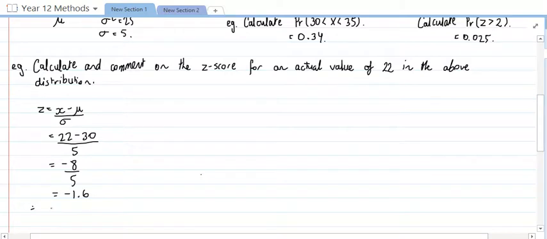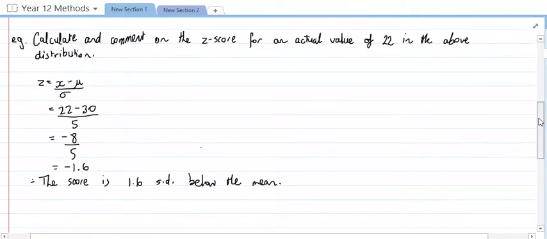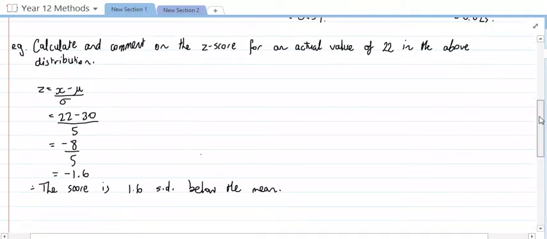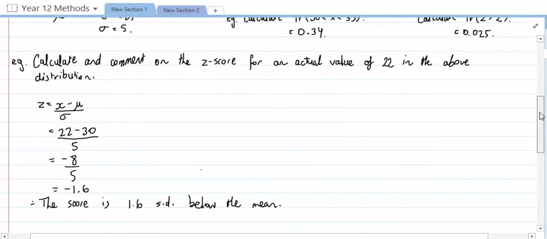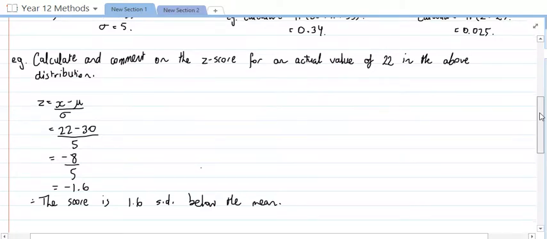So therefore the score is 1.6 standard deviations below the mean. And that's all that you would be expected to do in a question like that. But it's just a matter of remembering that when we are talking about z, we're talking about how many standard deviations we are from the mean. So again, that negative score means that it's below the mean.